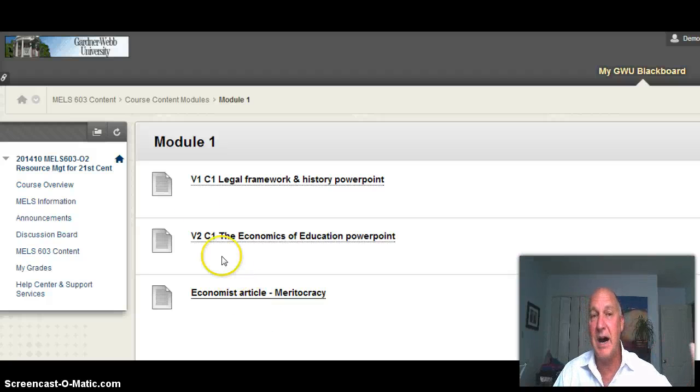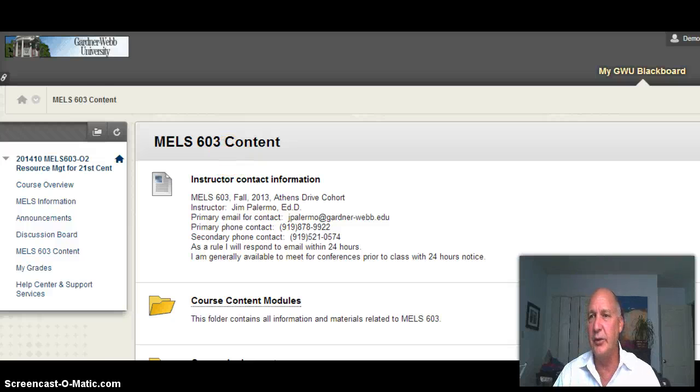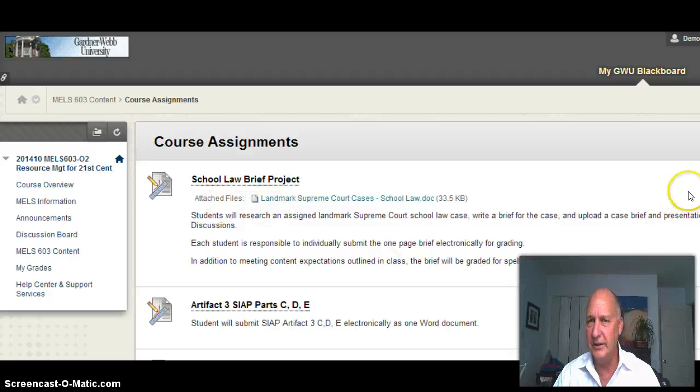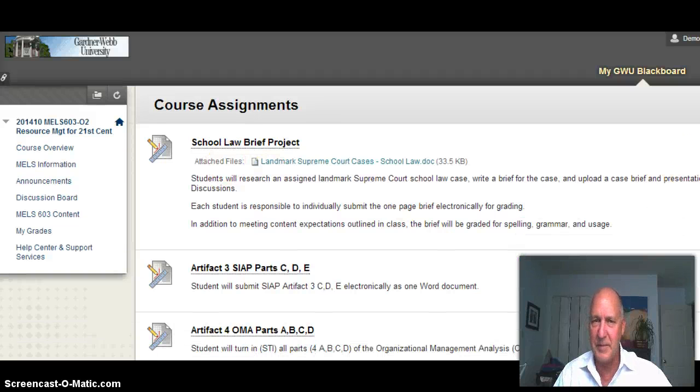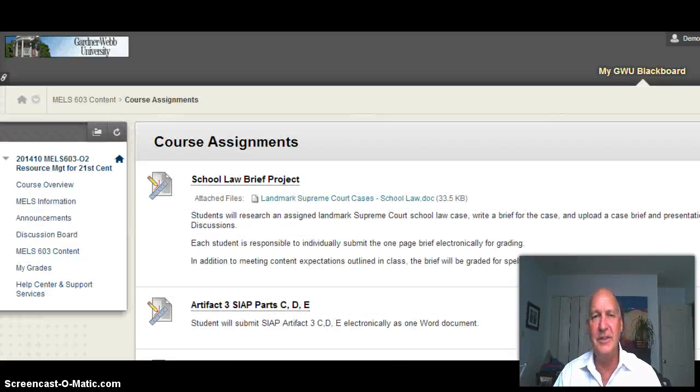So weekly modules are where your content is going to be. Also in the MELS 603 content are the course assignments. So the school law brief, more information is coming up about that. But your Artifact 3, that should be skipped, not SIAP. OMA and SIAP-E will be submitted here, and the instructions for attaching those there are pretty easy, I think.